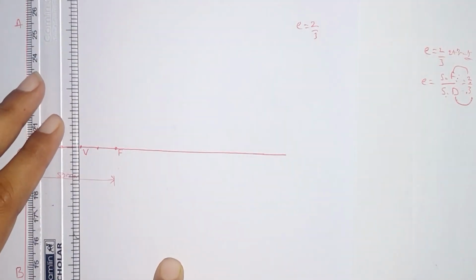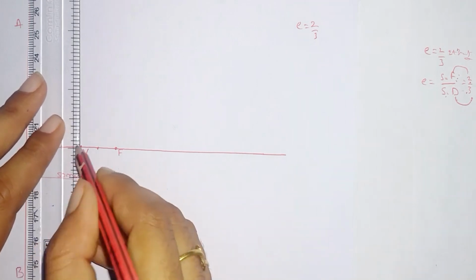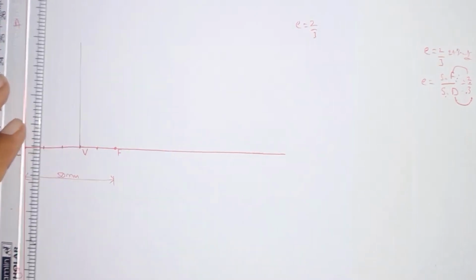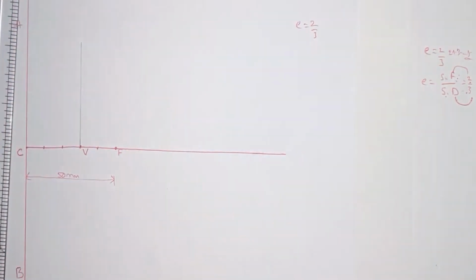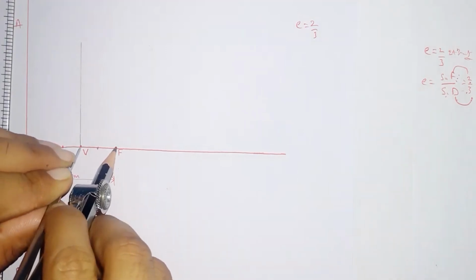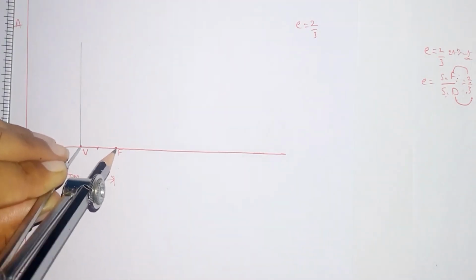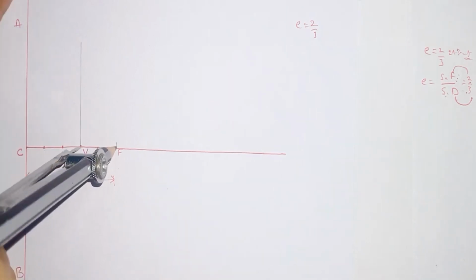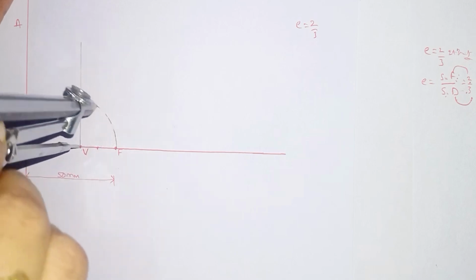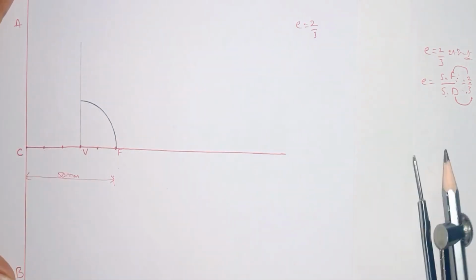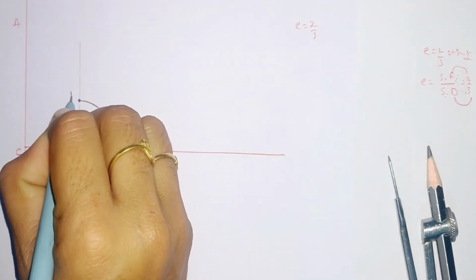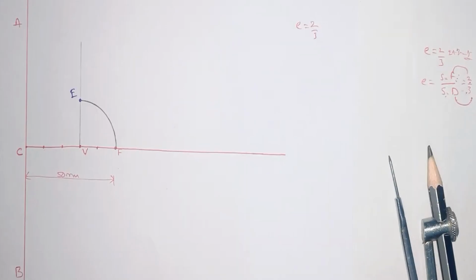Then you have to draw a vertical line passing through the vertex, a light line, for some distance. Next, take the compass with V as the center and F as the radius, and draw a semi-arc. It will touch the vertical line we already drew. This point is the E point.